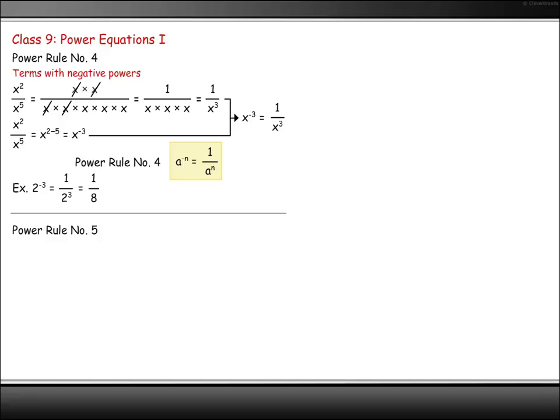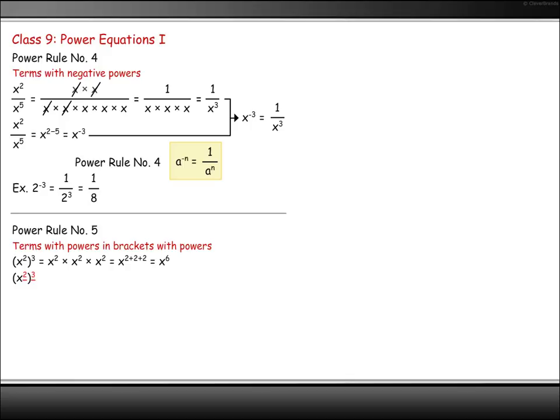Power rule number 5. Terms with powers in brackets with powers. Simplify x squared all cubed. The term in the bracket is multiplied by itself 3 times. Now add the powers to get x to the power of 6.